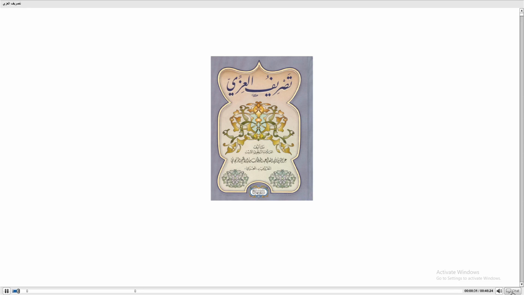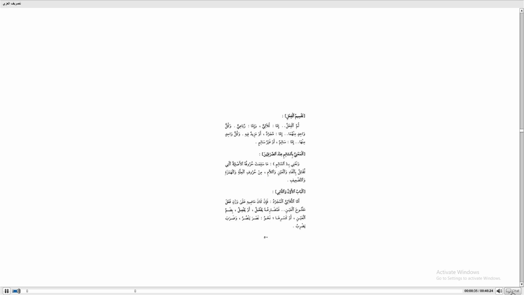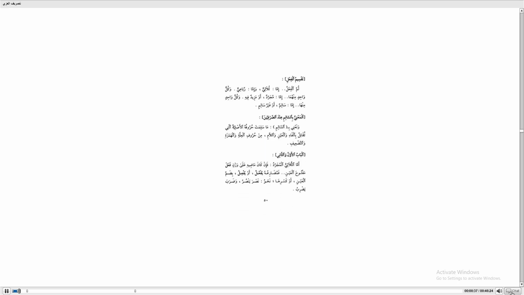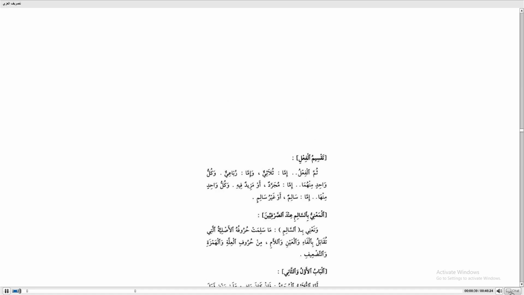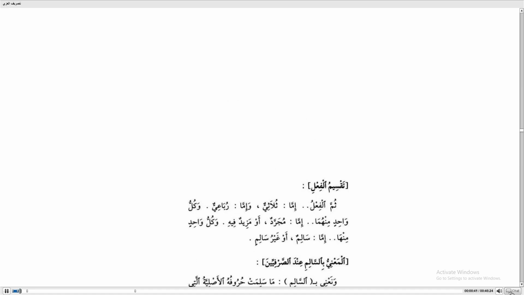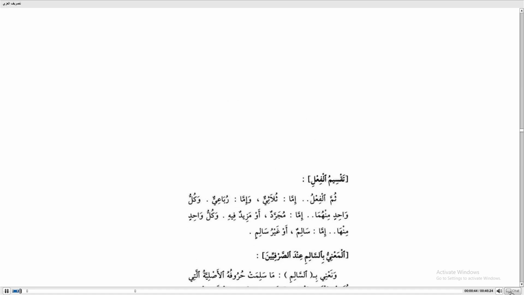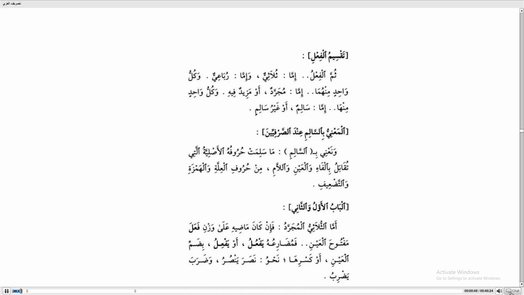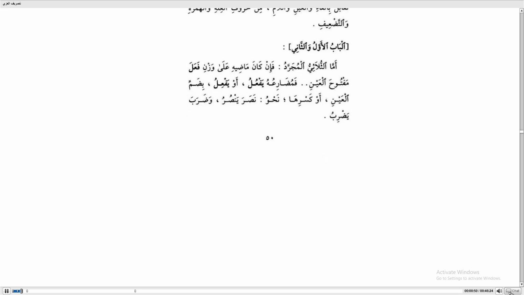Today inshallah we take the third way of the verbs belonging to chapter 1, and this is when the verb is مضعف and at the same time متعدٍ.